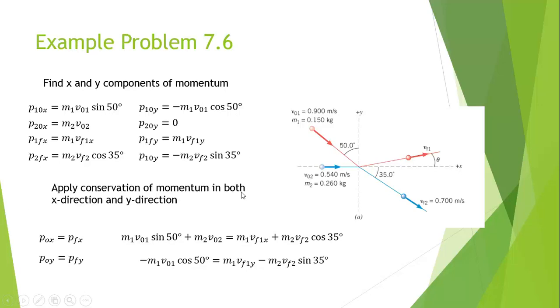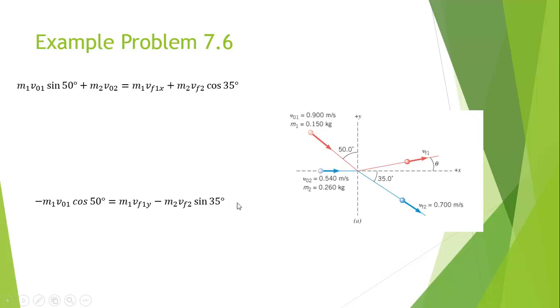And what I can do is apply conservation of momentum in both the x and y direction. Initial momentum in the x direction should equal final momentum in the x direction, and initial momentum in the y direction should equal final momentum in the y direction. So I take these two and add them up, and they should be equal to these two added up. Take these two and add them up, should be equal to those two added up. So here we go, we have my x and y equations, and I put x up here and y down here. What I can do now is solve for v final 1x and v final 1y.